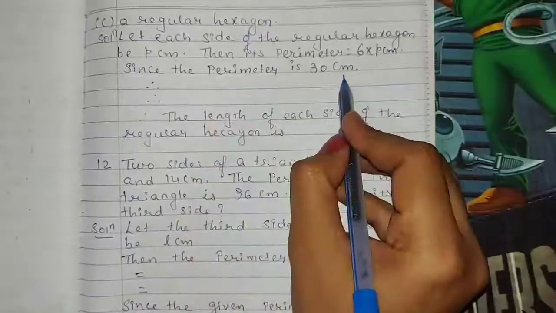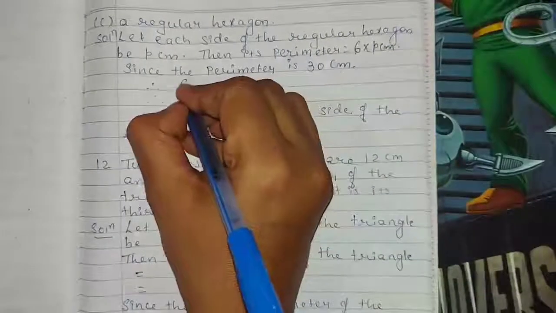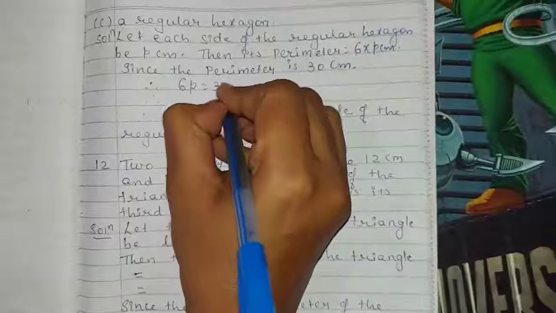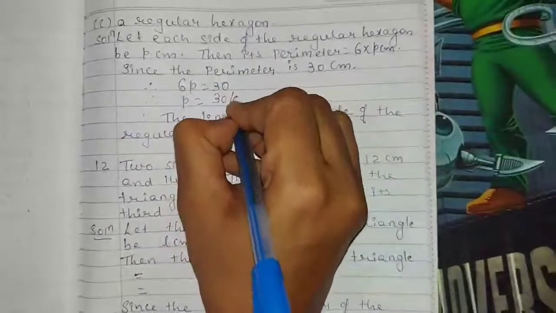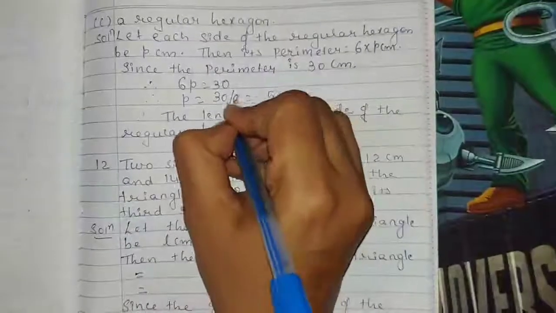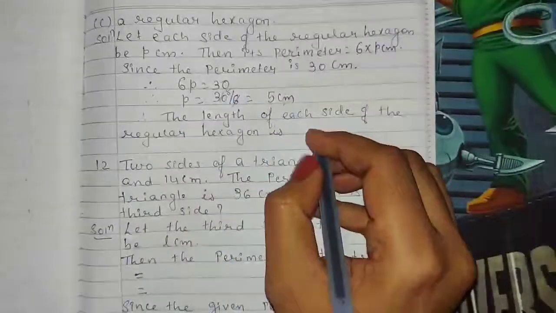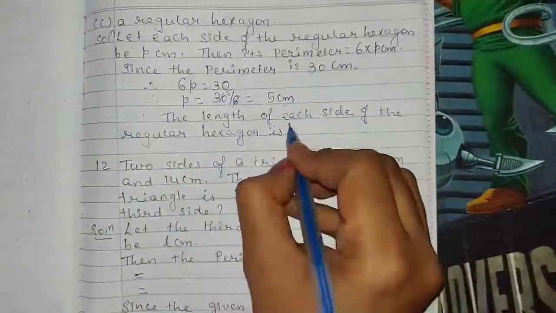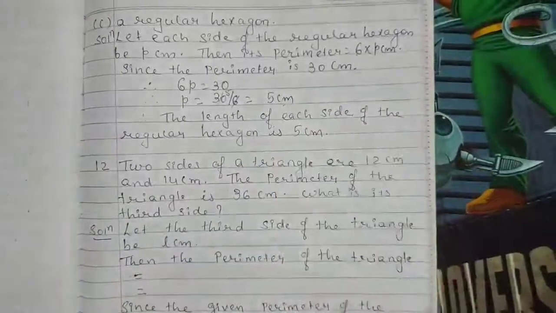Since the perimeter is 30 centimeter, that is the length of the string. Therefore 6p equals 30. Therefore p equals 30 upon 6, and p equals 5 centimeter, because 6 fives are 30. So 5 centimeter. Therefore, the length of each side of the regular hexagon is 5 centimeter.